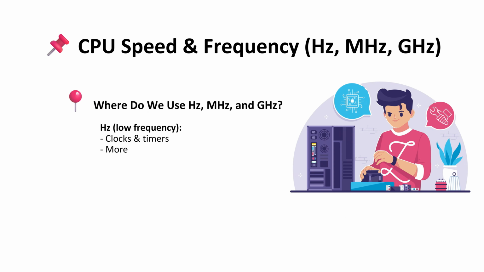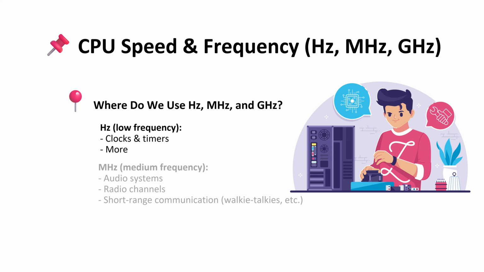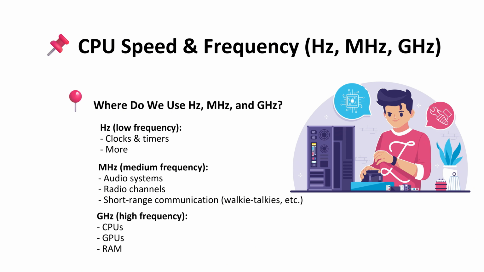Now, where do we use hertz, megahertz, and gigahertz? Hertz is used where things are slow, like clocks and timers and things like that. Megahertz is used in audio systems, radio channels, and short-range communication devices like walkie-talkies. Gigahertz is used in modern fast hardware like CPUs, GPUs, and RAM. Now, RAM is actually advertised in megahertz, but is actually operating in gigahertz. For example, a 1600 megahertz RAM is actually 1.6 gigahertz. People still say megahertz because it's tradition, even though the numbers are in the thousands.